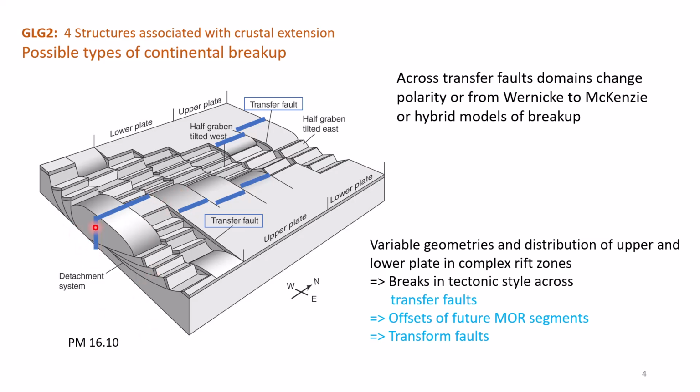We see here in blue the position in which a future mid-oceanic ridge would form once continental breakup is completed. And these transfer faults that accommodate the displacement along these different types of segments then will develop into oceanic transform faults once continental breakup grades into seafloor spreading.